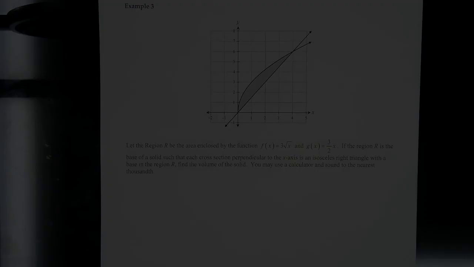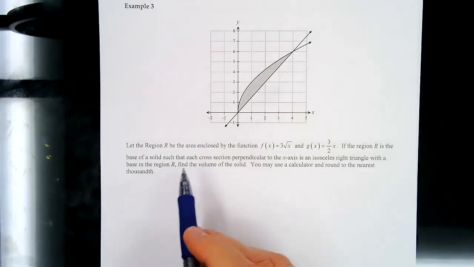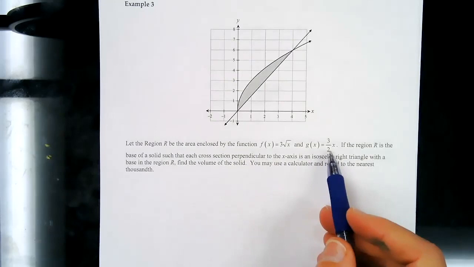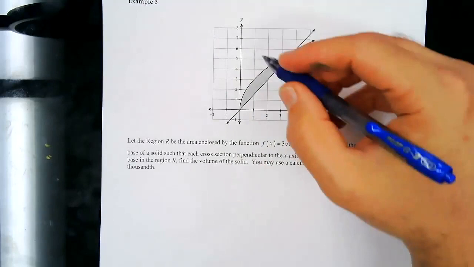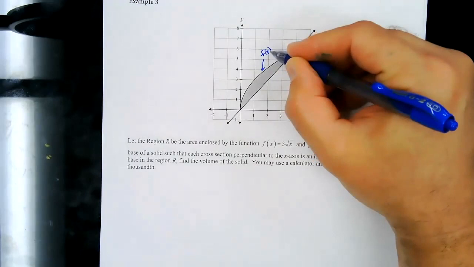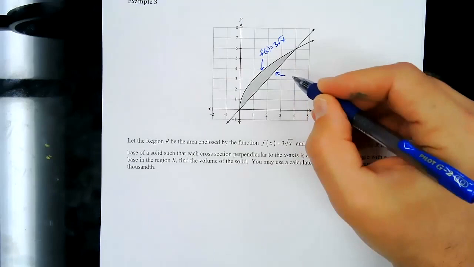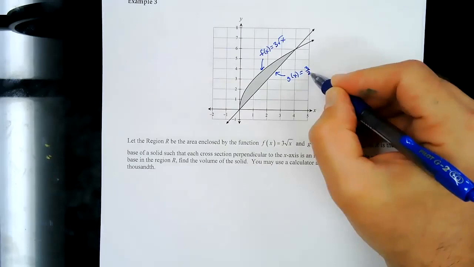So again, we want the region R to be enclosed by the functions f of x equals 3 square roots of x and g of x equals 3/2 x. So this curved one is the square root function. So that's going to be my f of x, which is equal to 3 square roots of x. And then the line here is my g of x, and it equals 3/2 x.